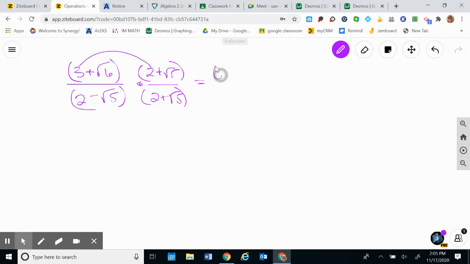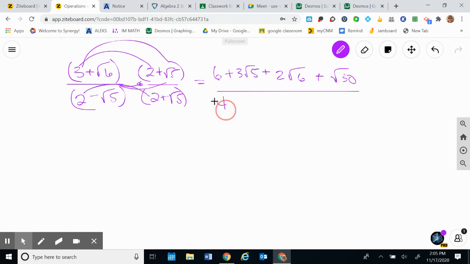So 3 times 2 is 6, plus 3 root 5, plus 2 root 6, plus root 30, all over first 4, plus 2 root 5, minus 2 root 5, minus the square root of 25. And then we simplify it.